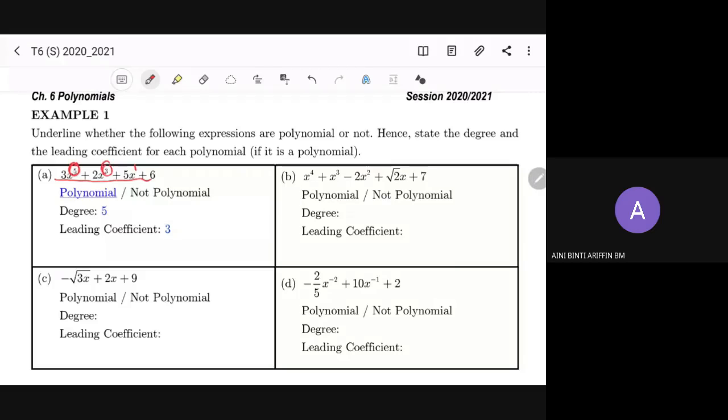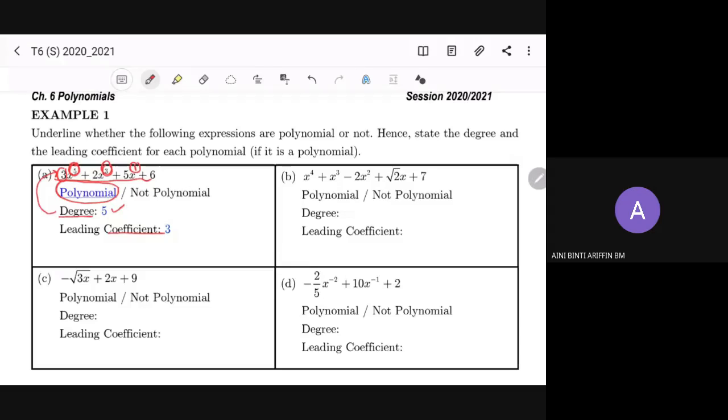3 power of 1. Okay, so all the powers, semua power ni adalah nombor yang cantik, positive integer. So this is a polynomial. So for polynomial, to find the degree, we refer to x with the highest power. So for this case, the highest power is 5. So degree of 5. And leading coefficient is the coefficient of the highest power, meaning 3.